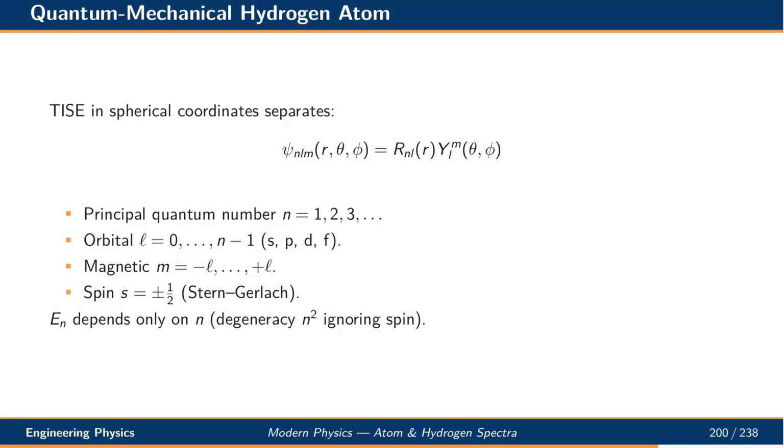Solving the Schrödinger equation in spherical coordinates separates the hydrogen wave function into radial and angular parts. Four quantum numbers describe the state. The principal quantum number n takes positive integer values. The orbital quantum number L takes values from 0 to n-1, labeled S, P, D, and F. The magnetic quantum number m ranges from -L to +L. Finally, the spin quantum number takes values plus or minus 1/2. The energy depends only on n, with degeneracy n squared.